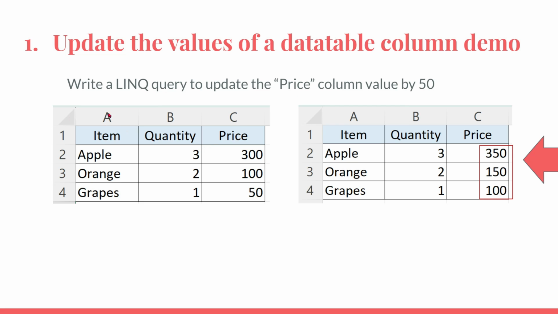Now in this demo, there is a simple data I'm going to create in an Excel which contains 3 different columns. The first column has item: apple, orange, grapes, then quantity, and the prices of that. Now what I want, because of the market price surge, all the items need to be updated by 50. So 300 should become 350, 100 should become 150, and the 50 price should become 100 rupees. So you have to increase by 50. So this is how you are going to write. Using LINQ Query, we are going to see a demonstration. So let's move on to our UiPath Studio.